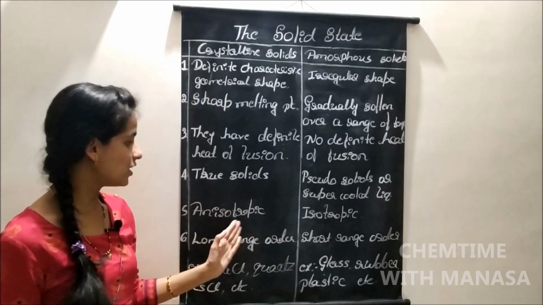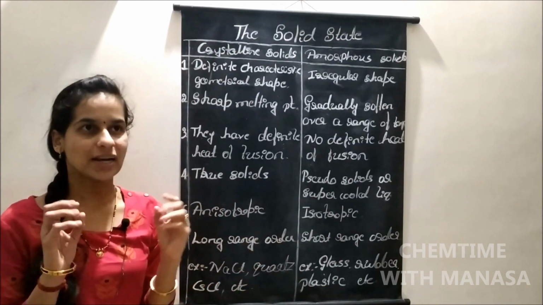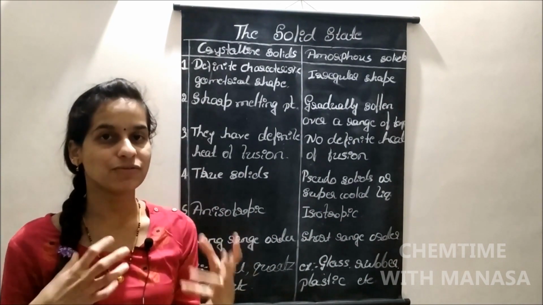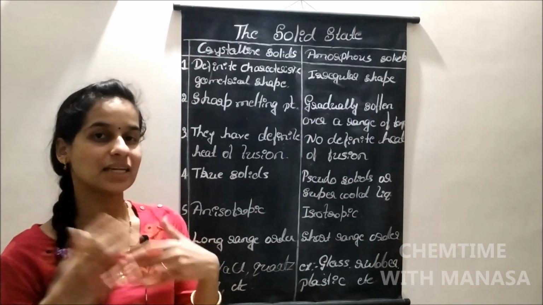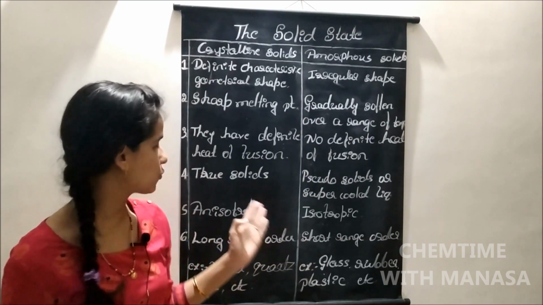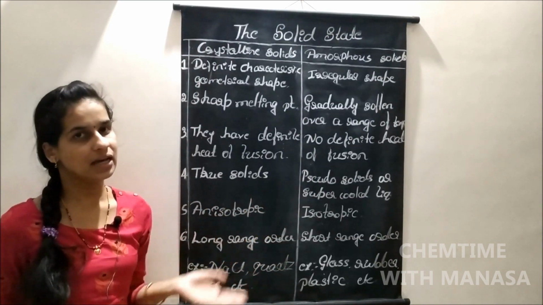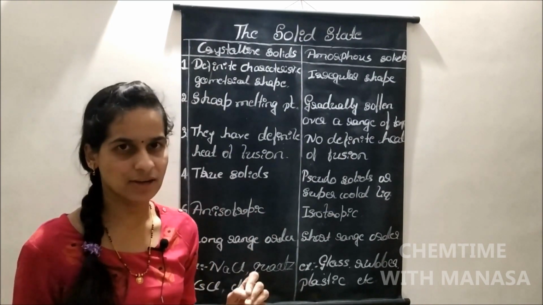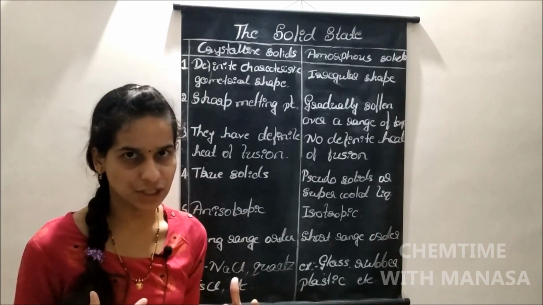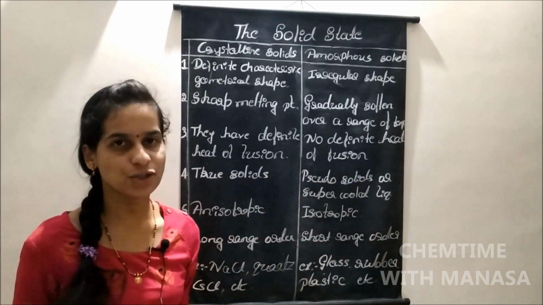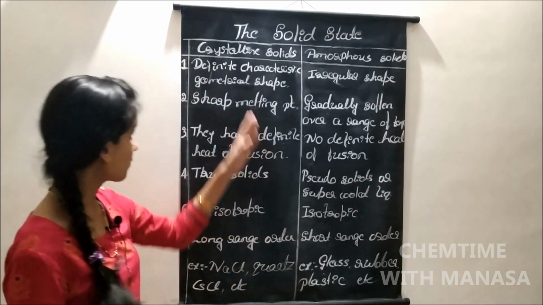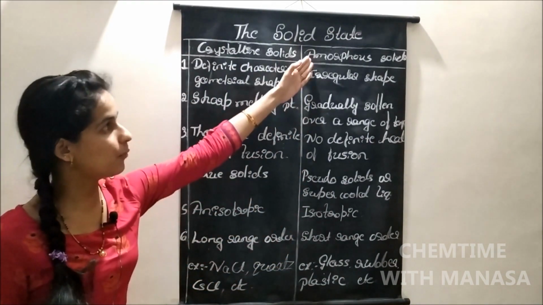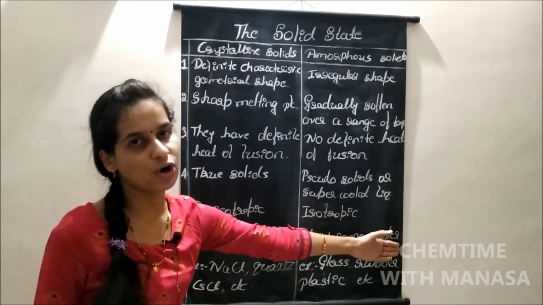Here, anisotropic means for any solid, if any physical property has different values when it is measured in different directions, then it is called anisotropic in nature. But if the physical property has the same value when measured in different directions, then it is called isotropic in nature. The crystalline solids have long range order, amorphous solids have short range order.